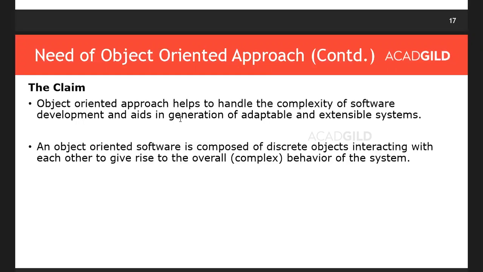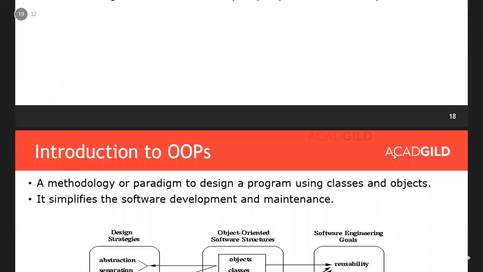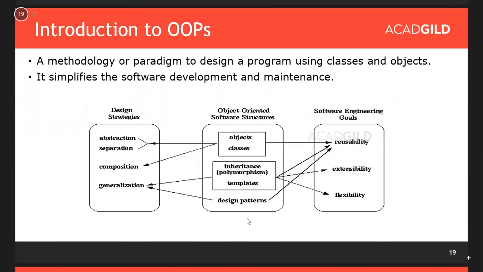An object-oriented software is composed of discrete objects interacting with each other to give rise to the overall behavior of the system. Don't go deep into this. You just simply learn that it reduces the complexity of a software or a program. So this is the introduction of OOPS. Today you just have to learn object. Object is a real world entity. We'll explain all these things in your sessions. The next session covers abstraction, separation, inheritance, and a lot of things.